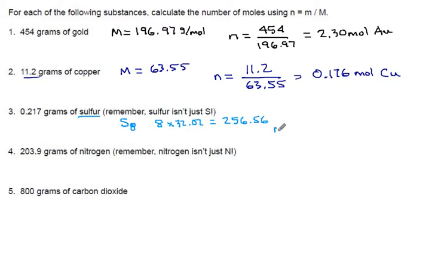And so its number of moles is still the mass we were given, 0.217, divided by the molar mass, 256.56. This is a small number divided by a big number, so the answer is going to be tiny. I get 0.000846. 0.000846 moles of sulfur.